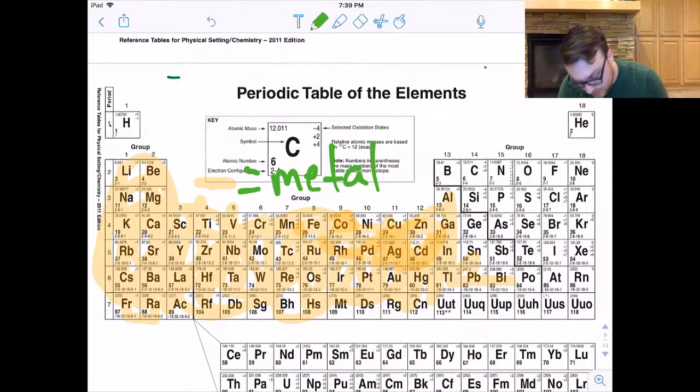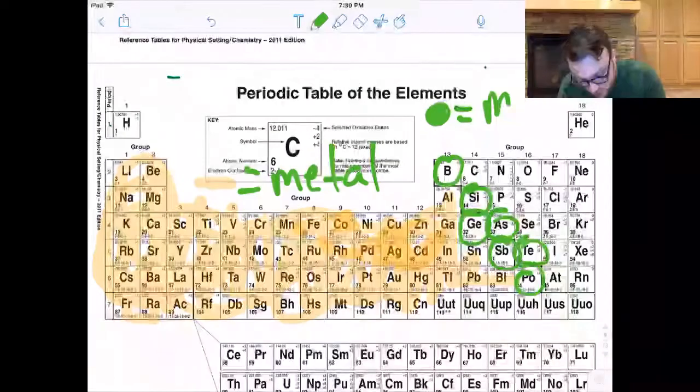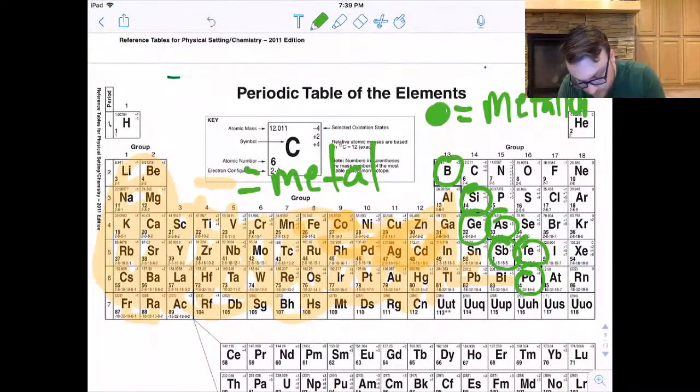The staircase here, so B, Si, germanium, As, Sb, Te, Po. The green is going to equal your metalloids. They're called metalloids because they have properties of metals and nonmetals. They're semi-conductive. They're not quite as brittle as a nonmetal, but they're not going to have those malleable, ductile properties of a metal. So they're called metalloids because they're in the middle.